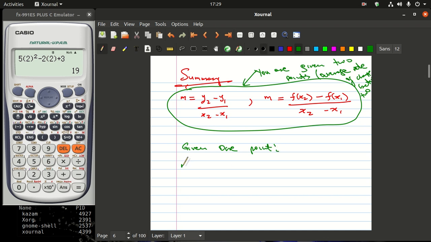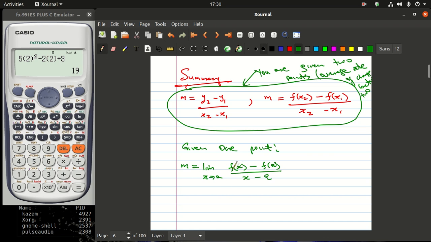all you need to know is that this one is going to be the limit as x approaches a of f of x minus f of a all over x minus a. So you use this one if you are given 1 point, right?